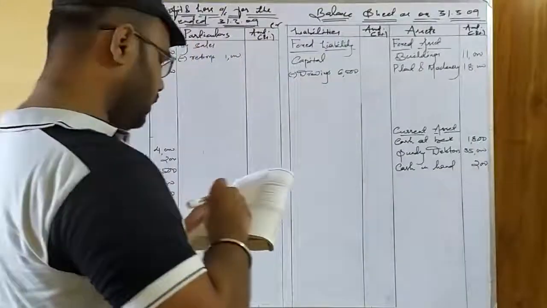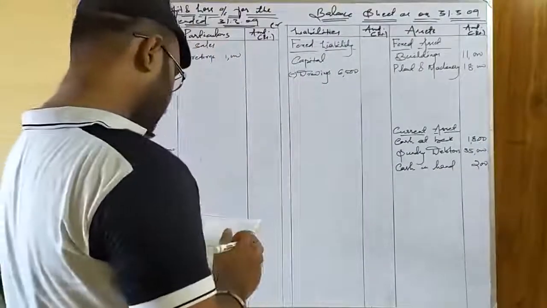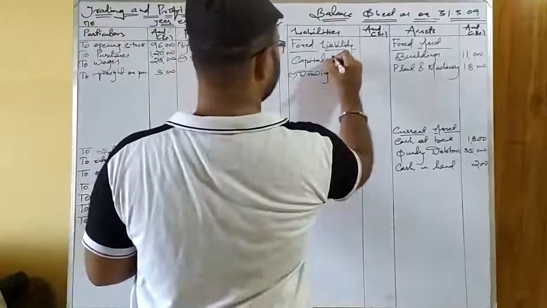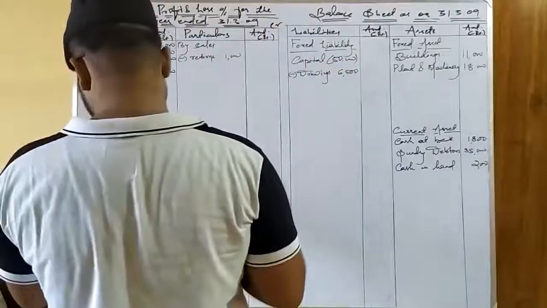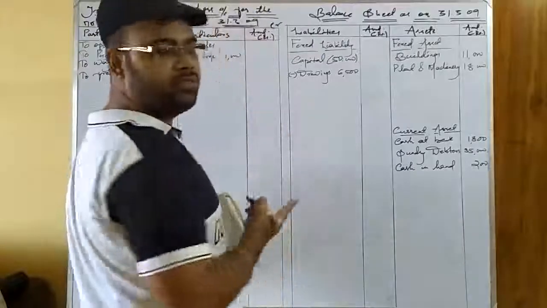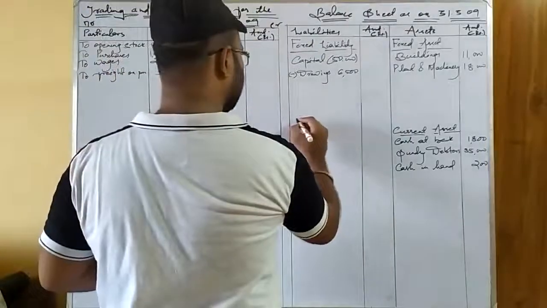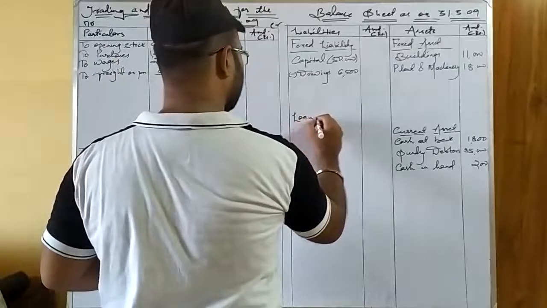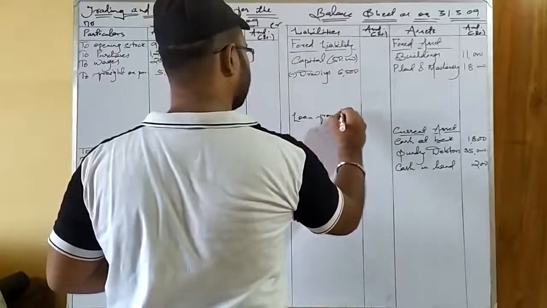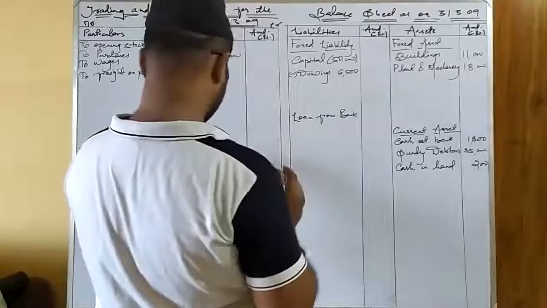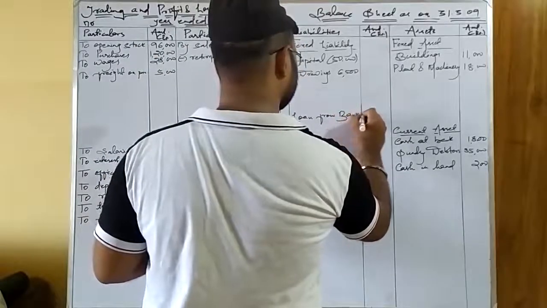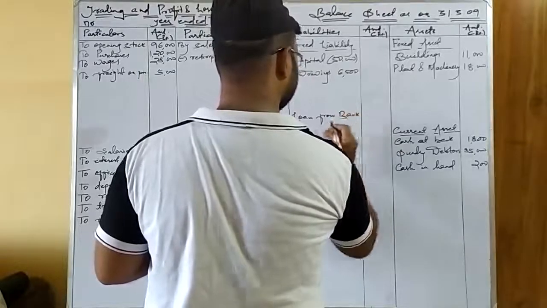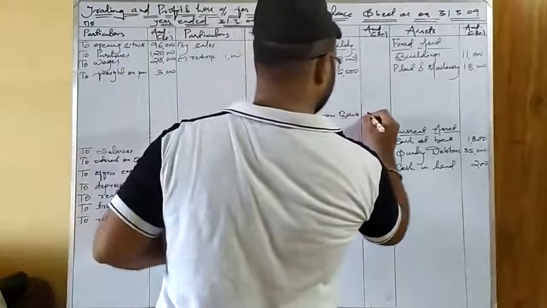So moving on to our credit balances. The first credit balance given in the question is capital. So capital given is 50,000. We have already mentioned it here, so we will just write the amount. Capital is 50,000. Next is loan from bank. Again, loan from bank is a fixed liability only. So we will write here, giving sufficient space. Loan from bank. So 9,000 is given as loan from bank.